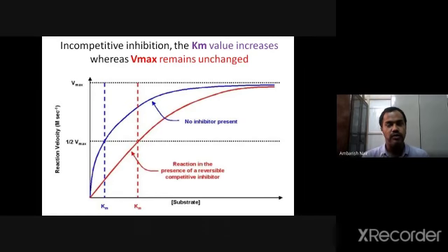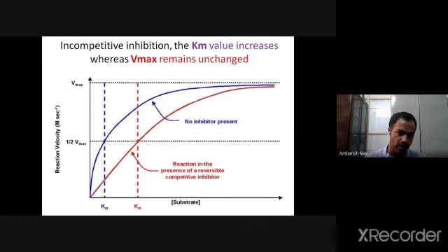So substrate with enzyme affinity will reduce, so product formation will be reduced. So inhibitors are interfering in this one. That is the significance of increasing Km. So increasing Km naturally decreases the affinity of substrate towards enzyme.